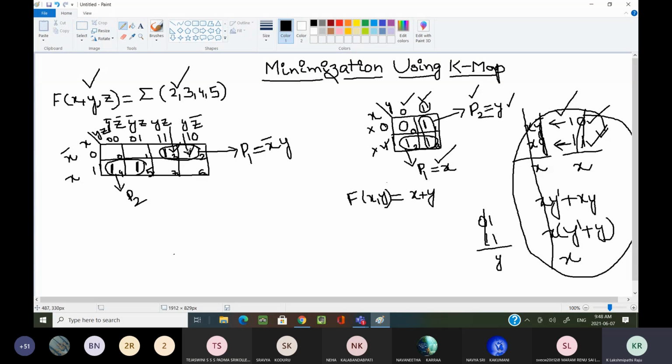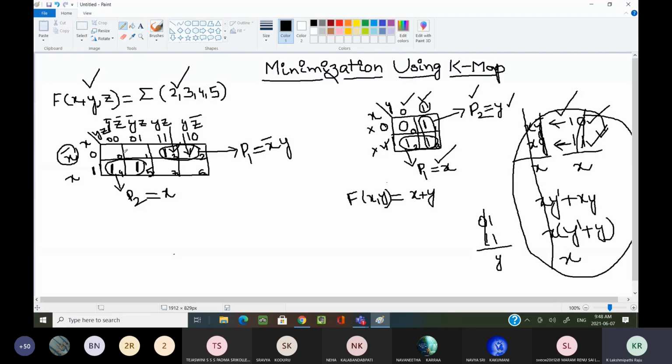Now these two min terms, row wise, X bar is common. Row wise X bar is common. X bar plus Y. Now consider this pair 2. Row wise which is common? X is common. Row wise X is common. Why? Because among these two min terms, X is common.